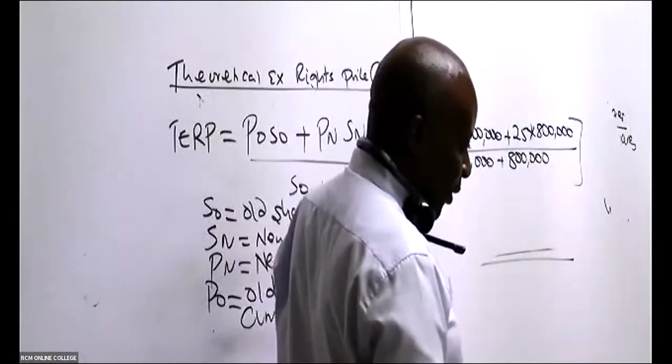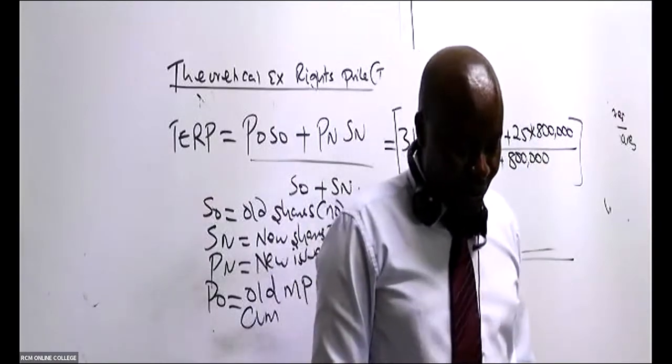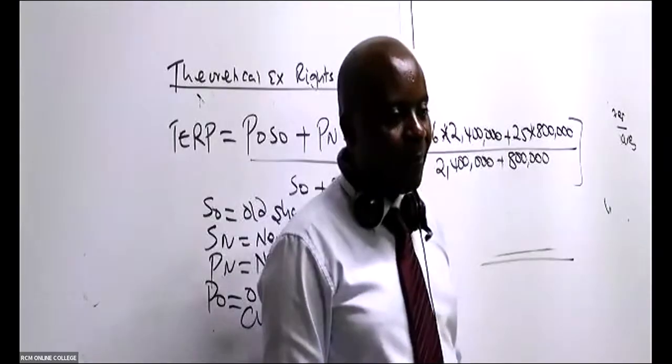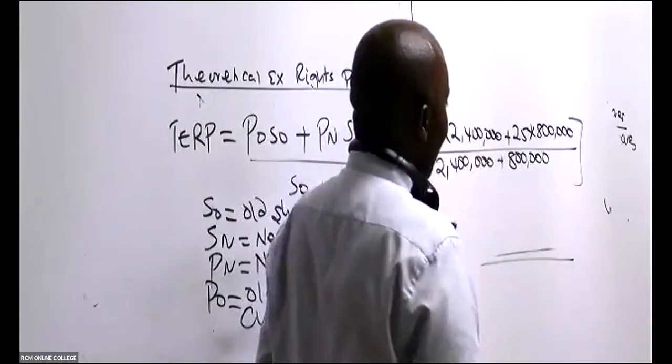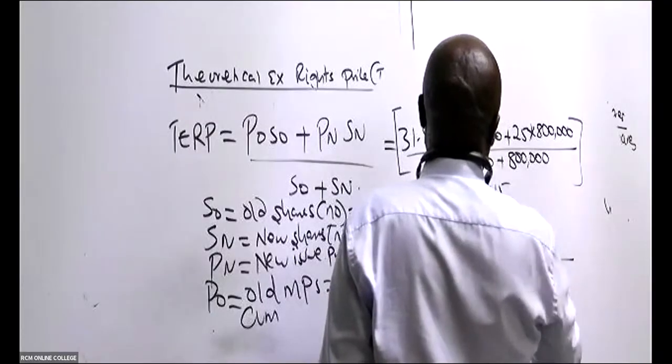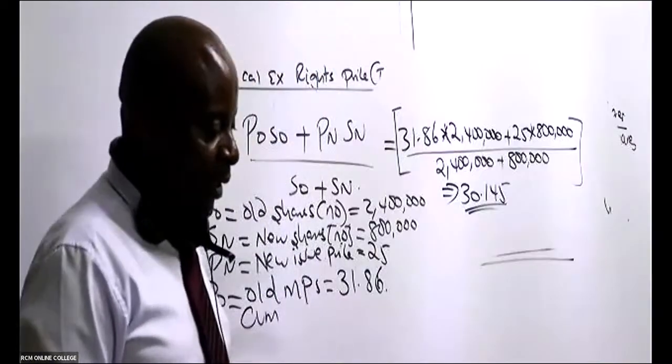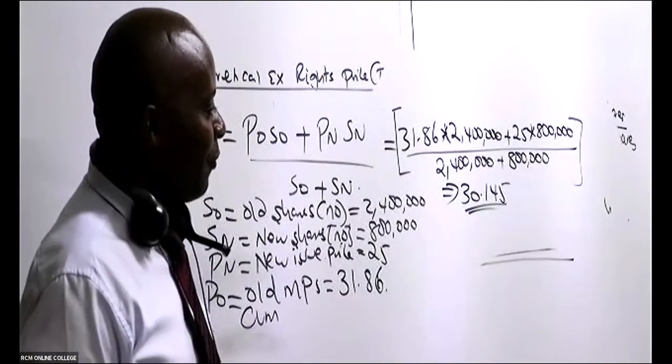So they're giving me a figure of 30.145. Are they able to get that 30.145?